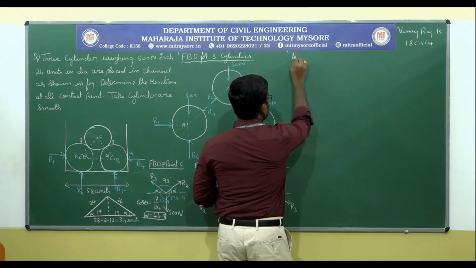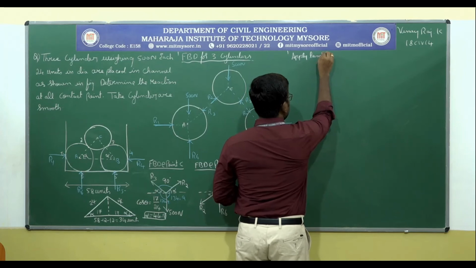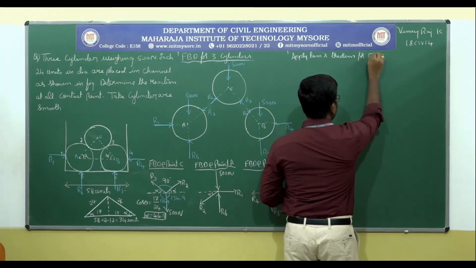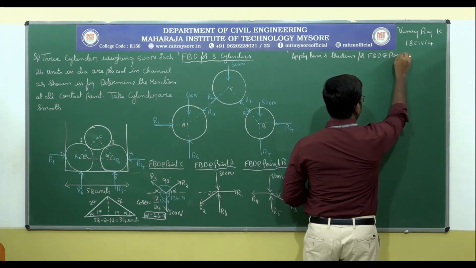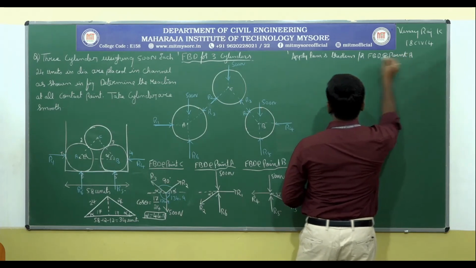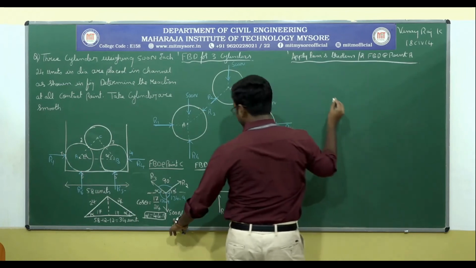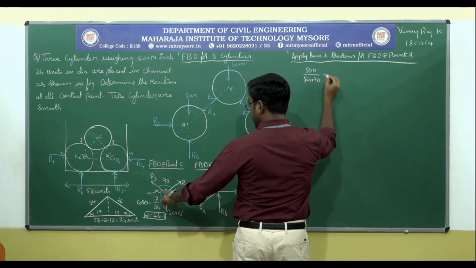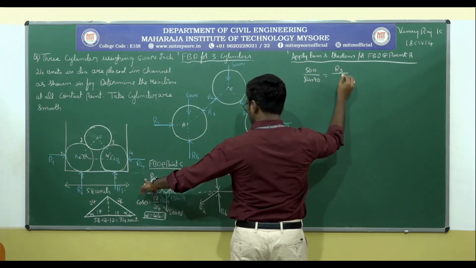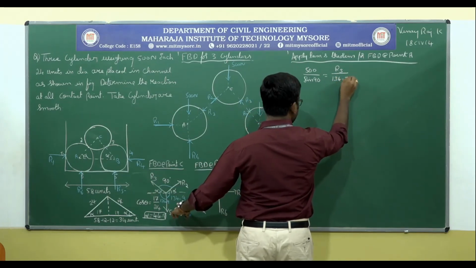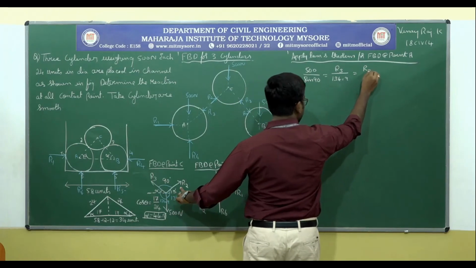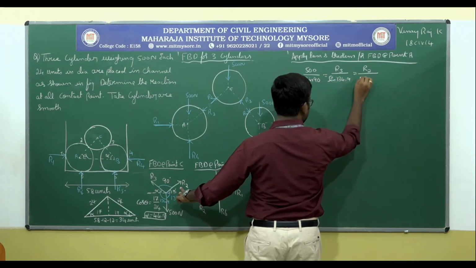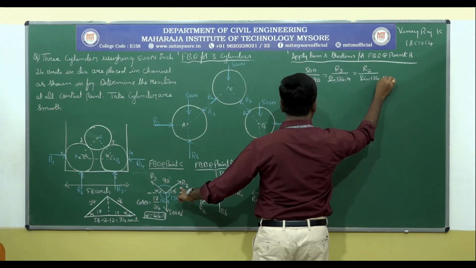Apply Lami's theorem for free body diagram at point A. So that will be equal to 500 is proportional to sine 90, is equal to R3 proportional to sine 134.9, is equal to R2 proportional to sine 134.9.